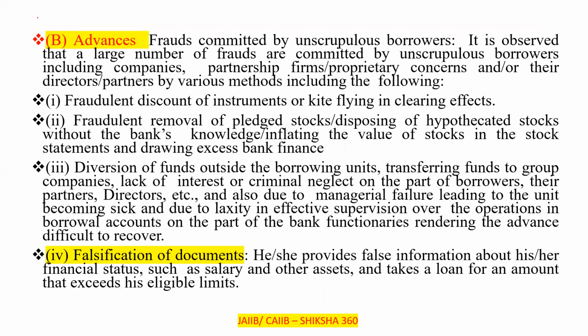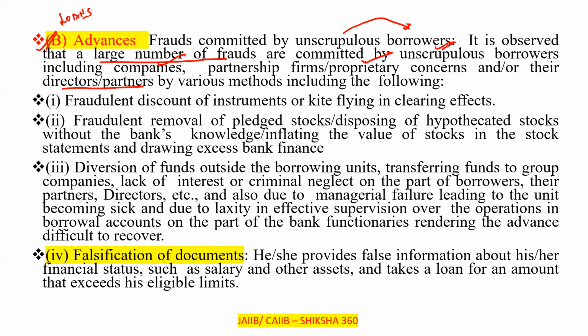Next one, that is in the case of advances, that is, loans. Frauds committed by unscrupulous borrowers. It is observed that a large number of frauds are committed by unscrupulous borrowers, including companies, partnership firms, proprietary concerns, and their directors or partners by various methods, including the following. First one, fraudulent discount of instruments or kite flying in the clearing effects.